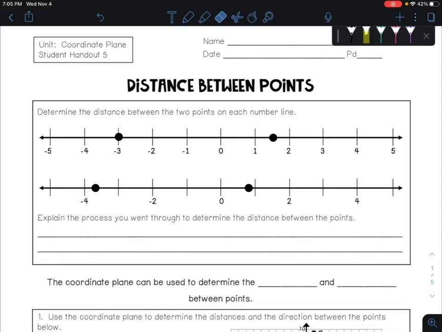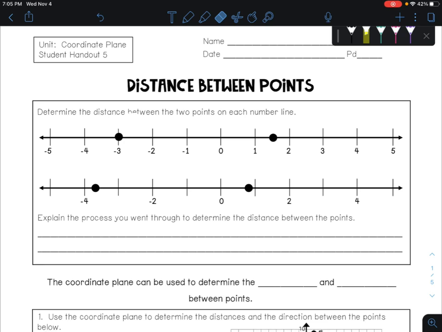Let's take a look at lesson 5, where we'll be talking about the distance between points. So what we have here at the top is 2 number lines, and we're going to say the distance between the points on each line. All right, so the first way you can think about this is you can just count.